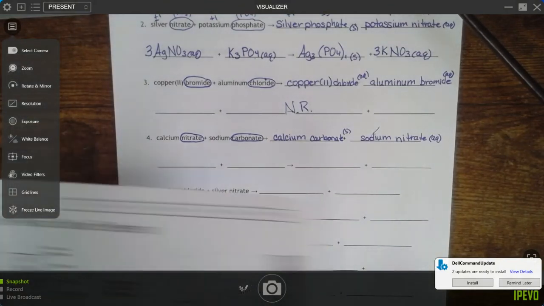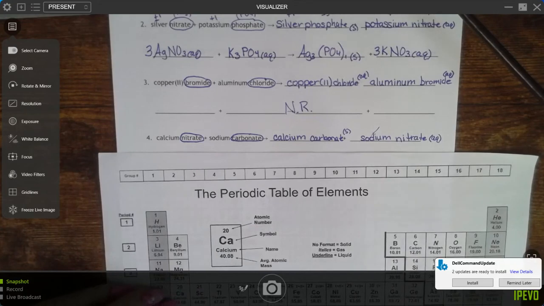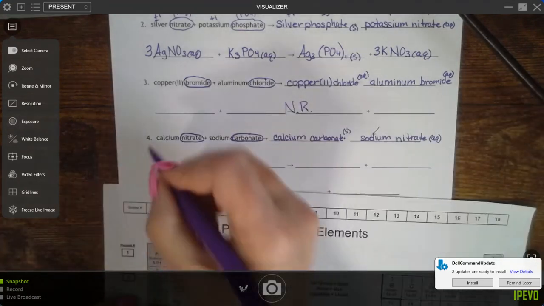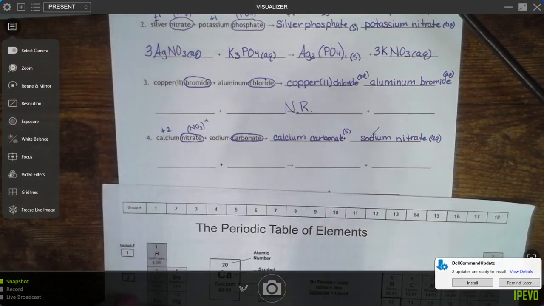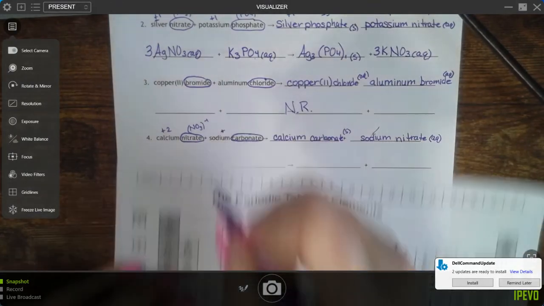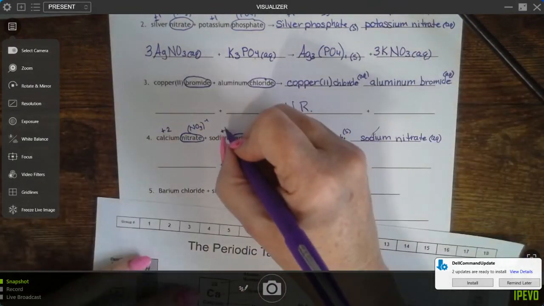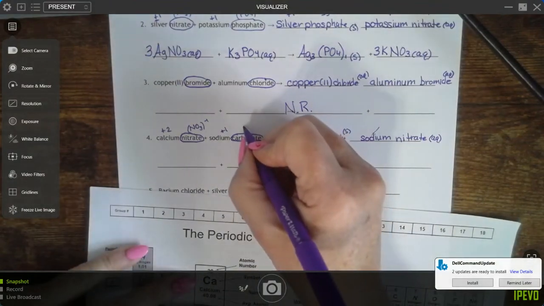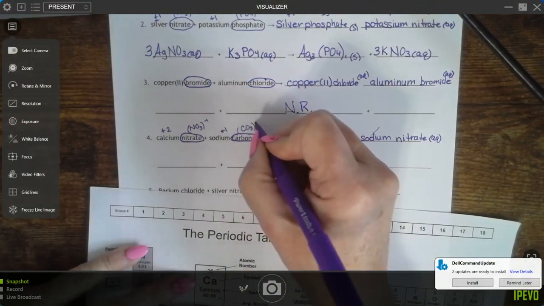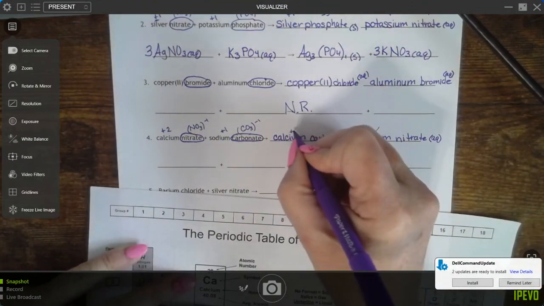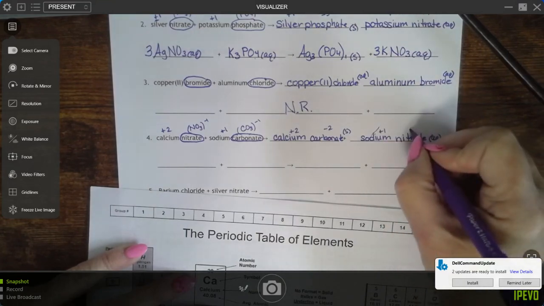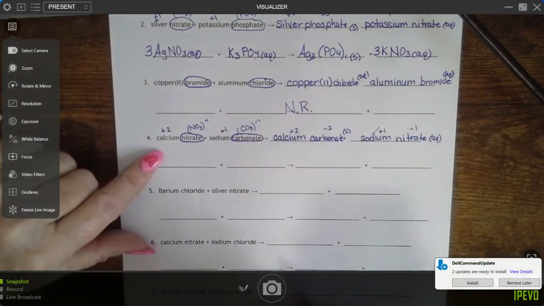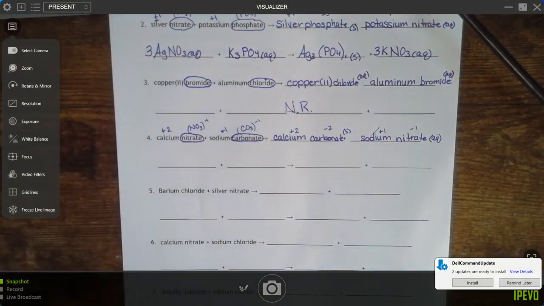All right, so we need to look at our periodic table. Calcium has a +2 charge. Nitrate is NO3 -1. Sodium has a +1 charge. And carbonate is CO3 -2. So then our products, we've got calcium +2, carbonate -2, sodium +1, nitrate -1. All right, so let's write our formulas. So we remember we put those charges there so we know that we're going to crisscross them.